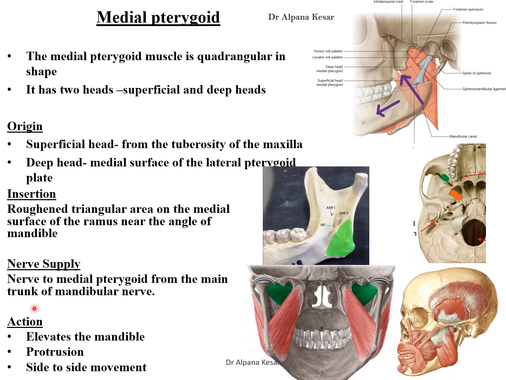The nerve supply of medial pterygoid muscle is nerve to medial pterygoid, which is a branch from the main trunk of mandibular nerve. The action of medial pterygoid muscle is to elevate the mandible to close the mouth and to protrude it forwards. It acts along with the lateral pterygoid muscle to bring about side-to-side movement of the jaw.